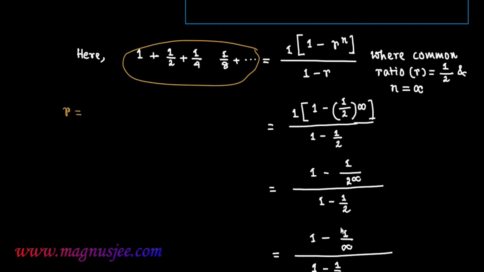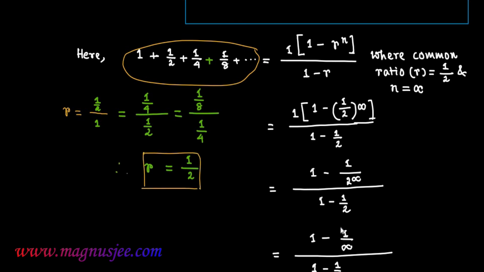Or we can find the common ratio in this series 1 plus 1 by 2 plus 1 by 4 plus 1 by 8 plus dot dot dot. Common ratio r equals (1 by 2) by 1, equals (1 by 4) divided by (1 by 2), equals (1 by 8) divided by (1 by 4), and that will be equal to 1 by 2. So r equals half is the common ratio of this GP series, or the common ratio of the sum of an infinite number of terms.